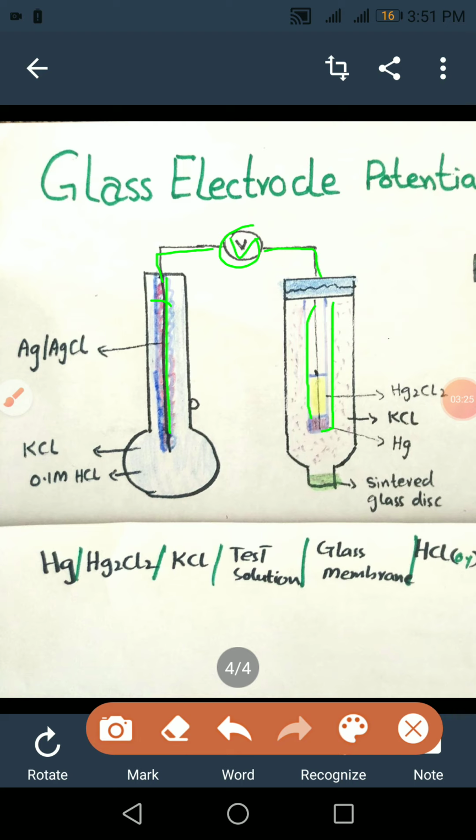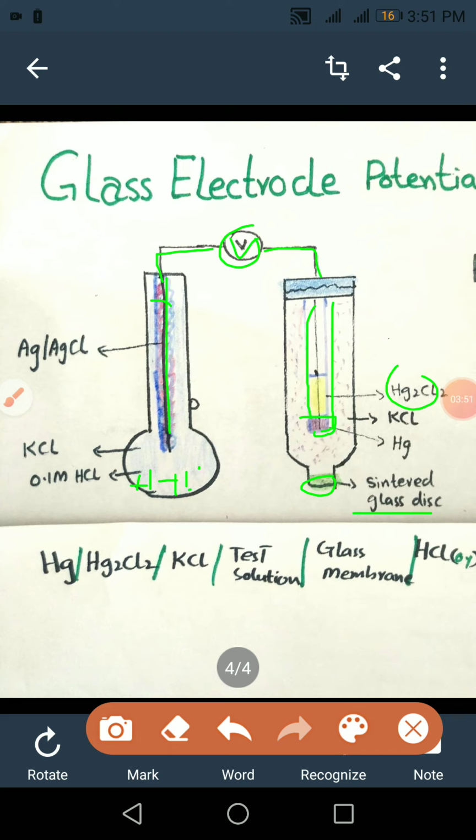You know that a saturated calomel electrode is made of liquid Hg on which there is mercurous chloride, and has a saturated KCl solution. It has a central glass disc which has contact with the test solution. Now how to measure the potential across this boundary, right?